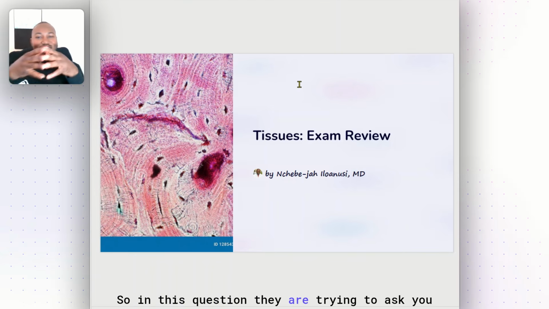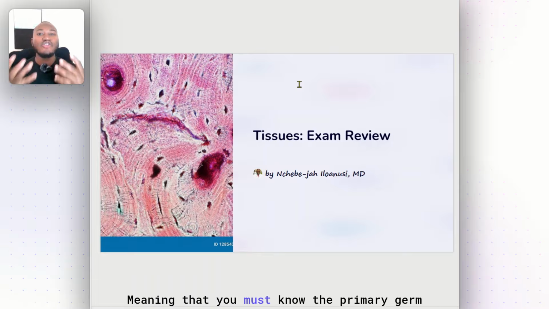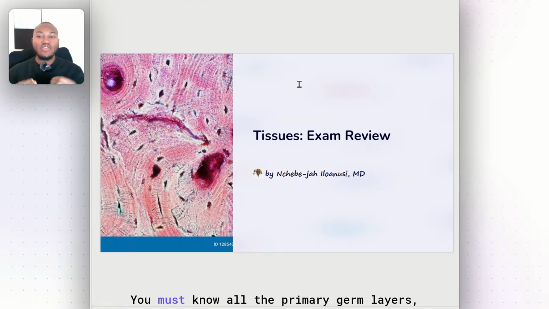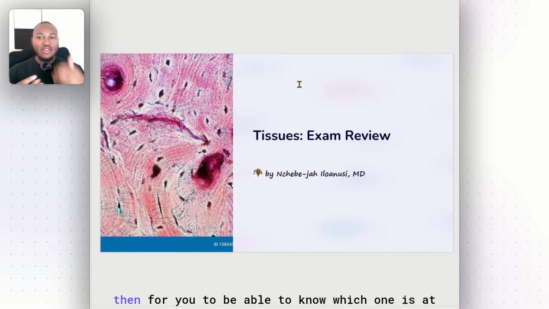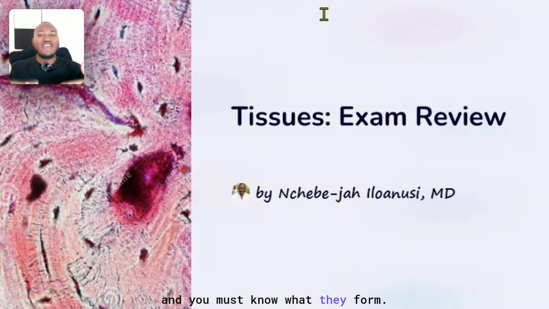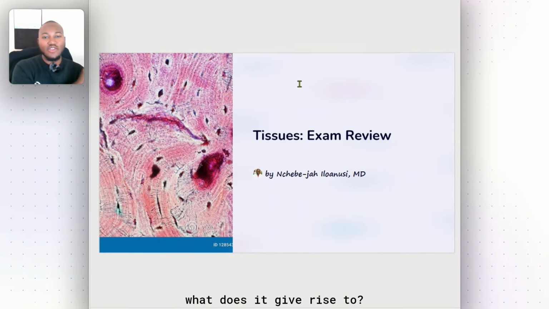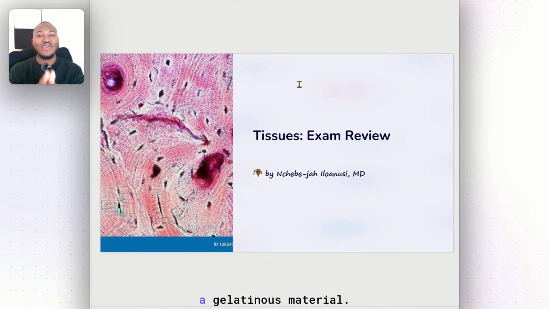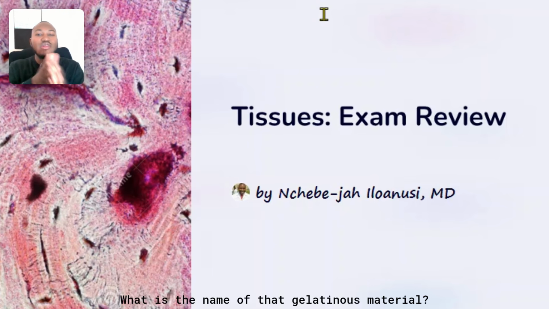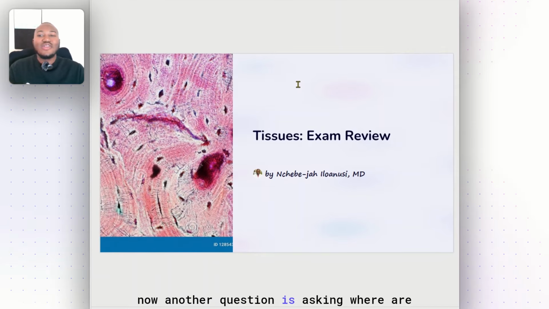So in this question, they are trying to ask you which is the middle part of the primary germ layers, meaning that you must know all the primary germ layers, then for you to be able to know which one is at the middle, and you must know what they form. For example, the middle germ layer, what does it give rise to? So this question is that it gives rise to a gelatinous material, right? What is the name of that gelatinous material? Make sense?